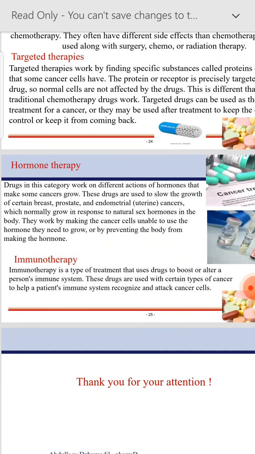Immunotherapy. Immunotherapy is a type of treatment that uses drugs to boost or alter a person's immune system. These drugs are used with certain types of cancers to help the patient's immune system recognize and attack cancer cells.